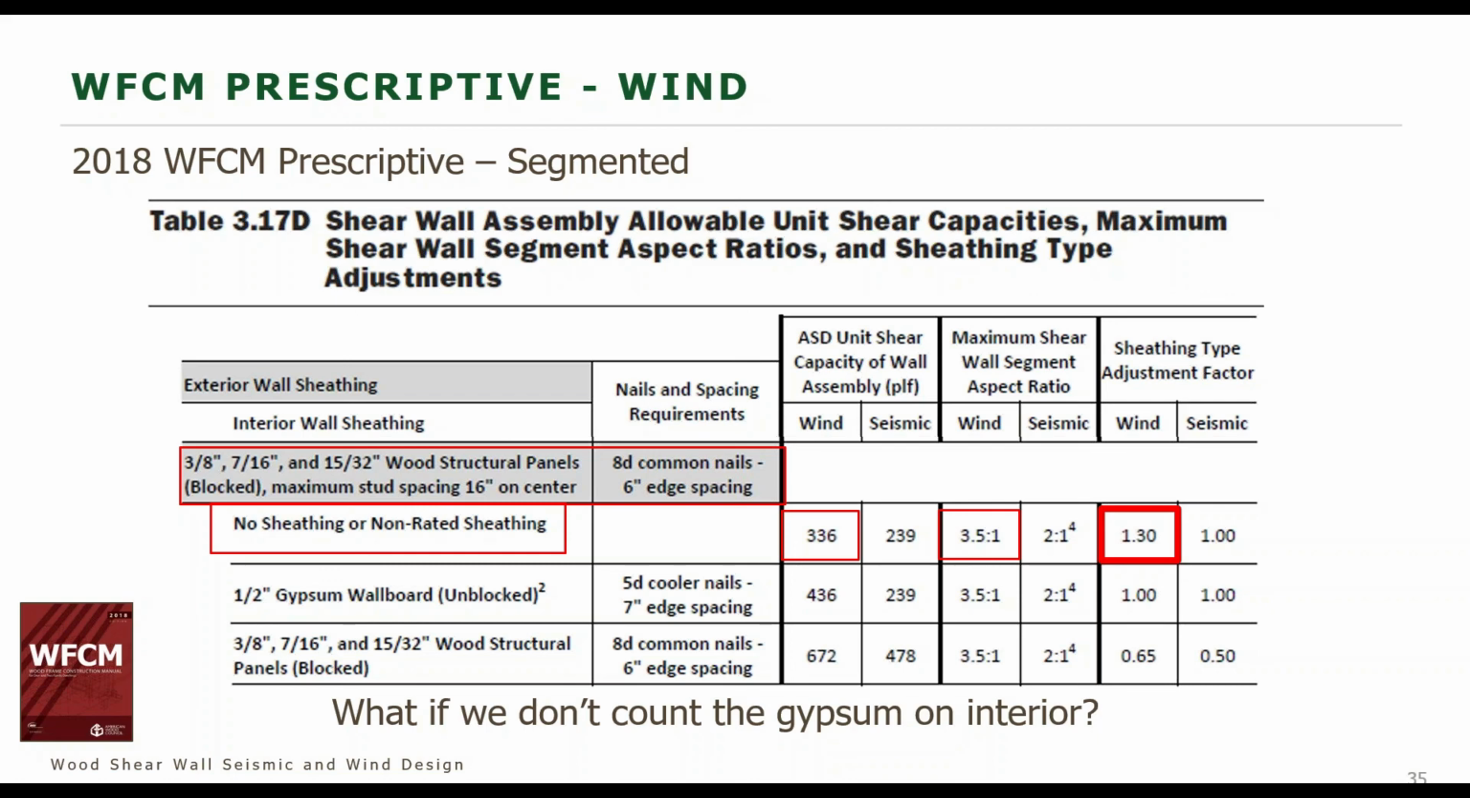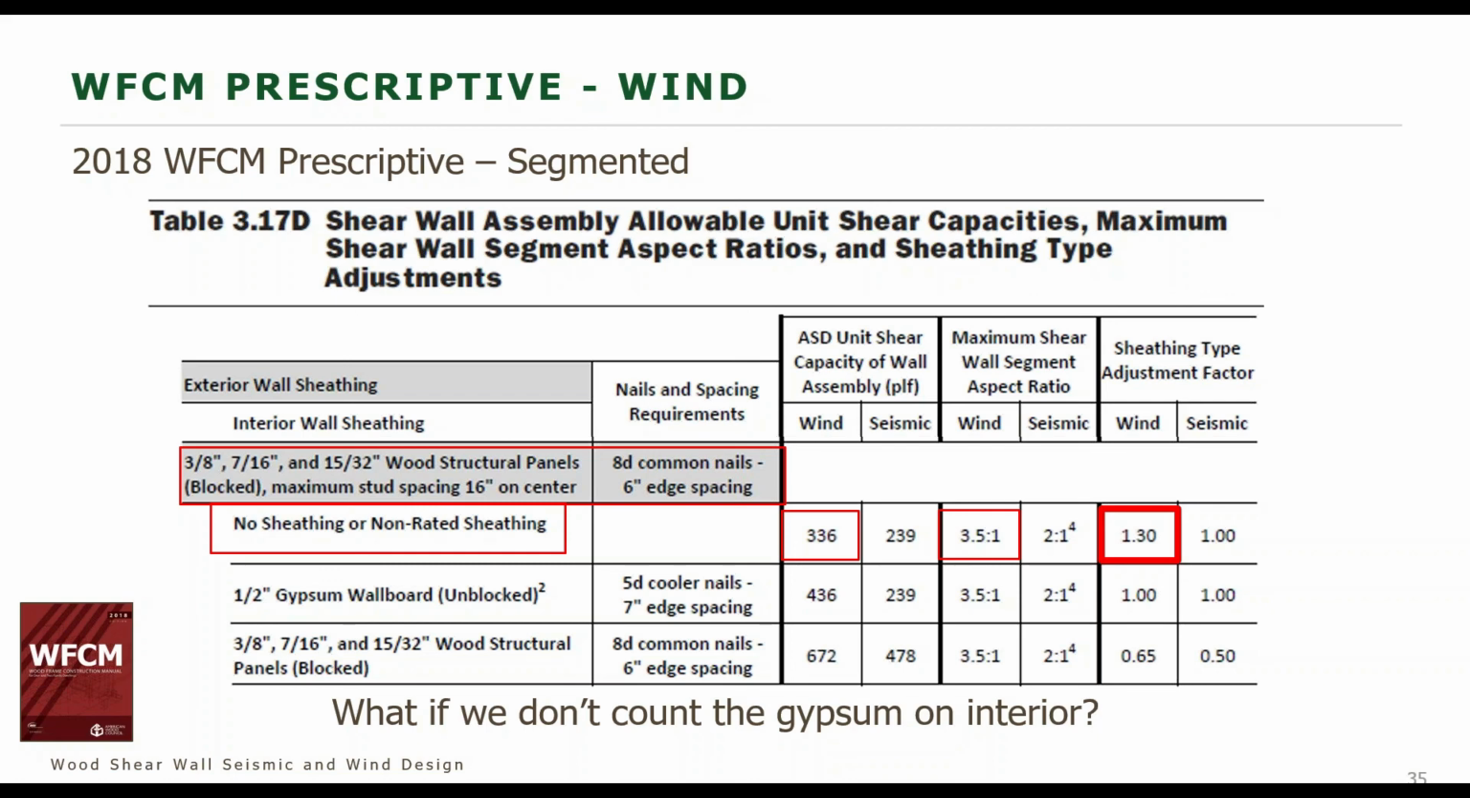Right. Thanks. So I preempted this, but a question came in regarding the 3.5:1 ratio for wind design. Someone was asking if that is a change in the Wood Frame Construction Manual from the previous edition. It is not a change. The aspect ratio that's been allowed has not changed.